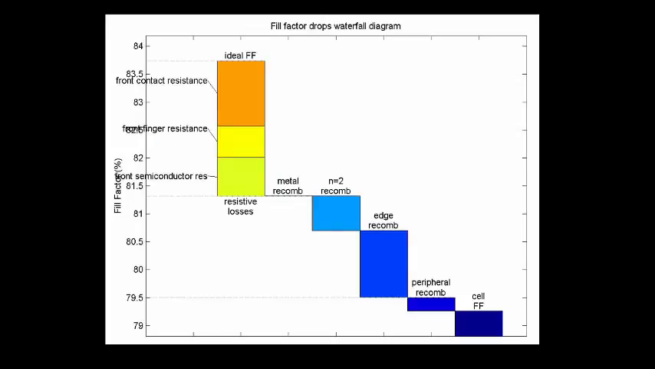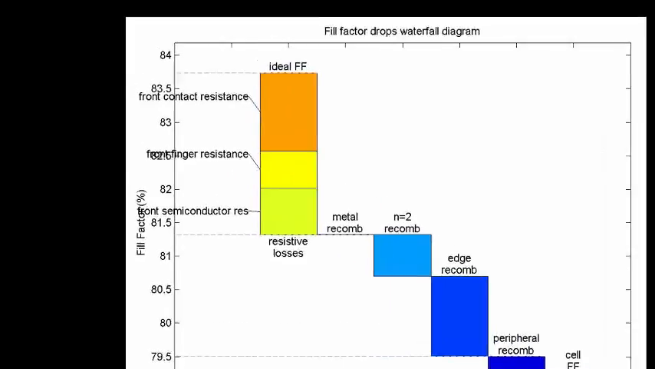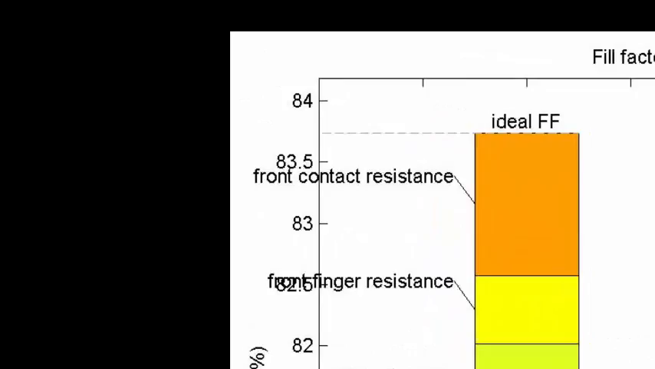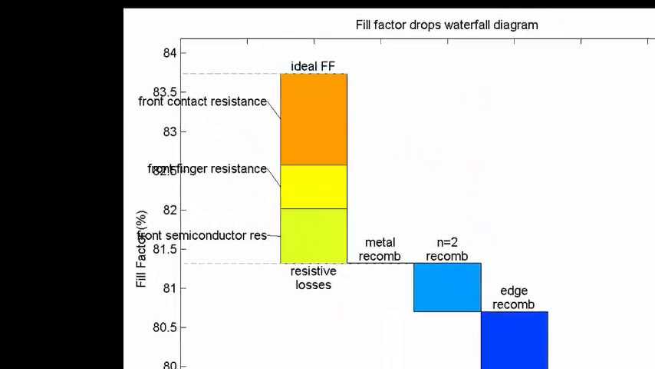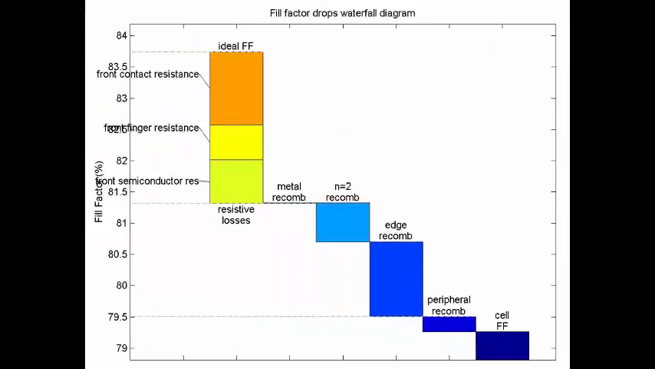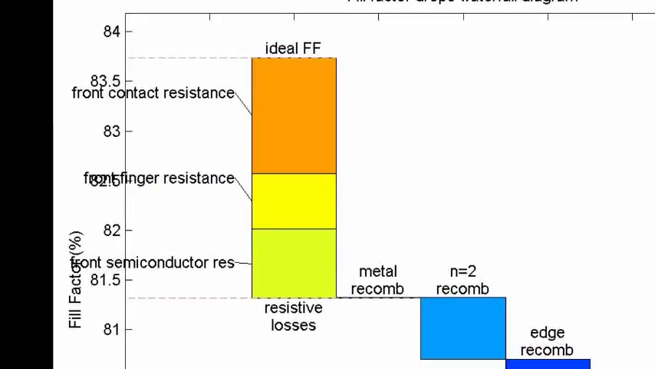Next, SolarEYE displays a waterfall diagram of the fill factor. On the left-hand side is the theoretical value of fill factor for a perfect solar cell, and on the right is the actual measured fill factor of the solar cell. The first bar sums up all the series resistance factors which limit the fill factor. It's about a 2.5% drop, which is pretty typical. Within this bar, we can see the split due to contact resistance, finger resistance, and emitter sheet resistance.